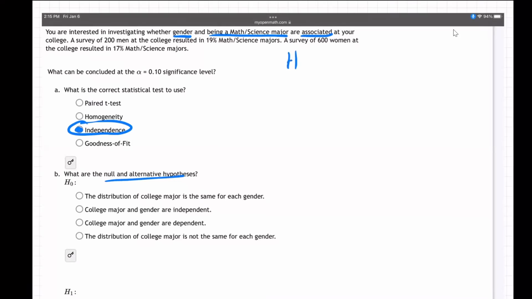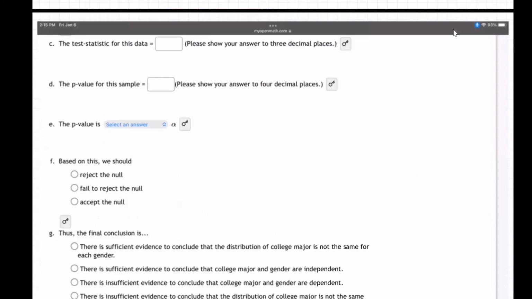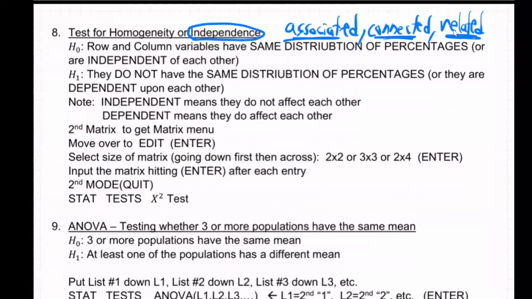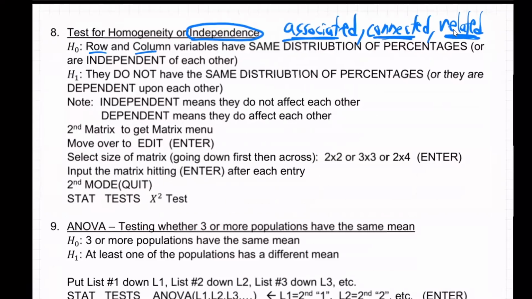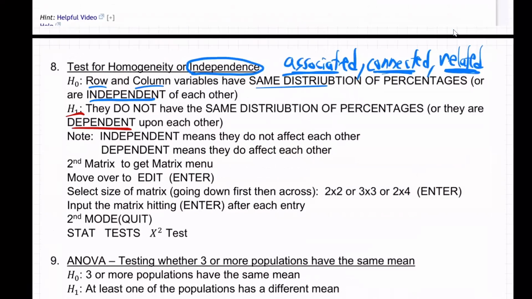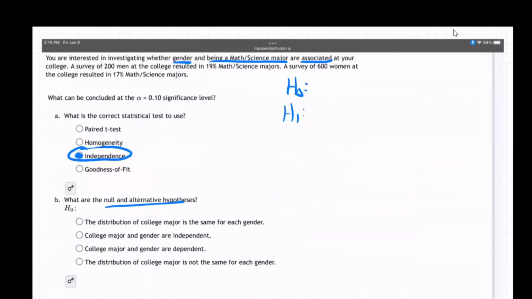Well, let me write that out right here. H0 and H1. We go down to the notes and it'll tell us. H0, the row and the column have the same distribution or are independent. And then notice H1, dependent. So H0 independent, H1 dependent. Let's go back and do that.